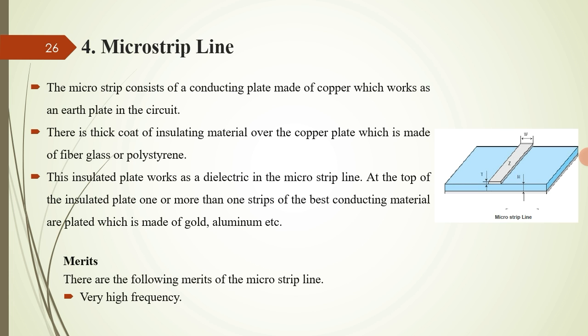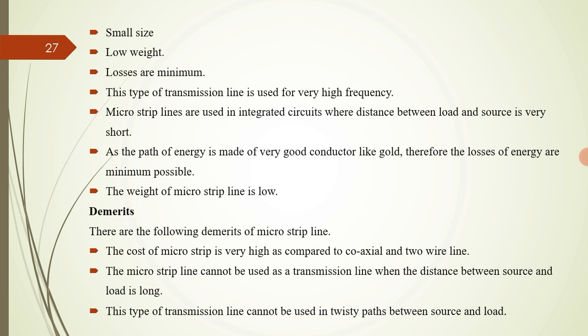Here the merits of using microstrips are very high frequencies, small size, low weight, and minimum losses. These are the merits, and the demerits are that the cost of a microstrip is high when compared to the coaxial and the two-wire line. So it cannot be used for the transmission line between a source and the destination. The transmission line cannot be easily used in twisty paths between the source and the load.